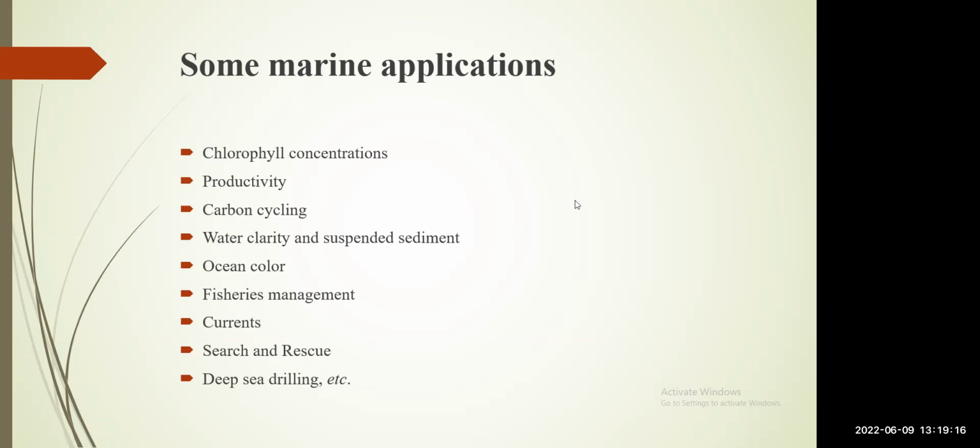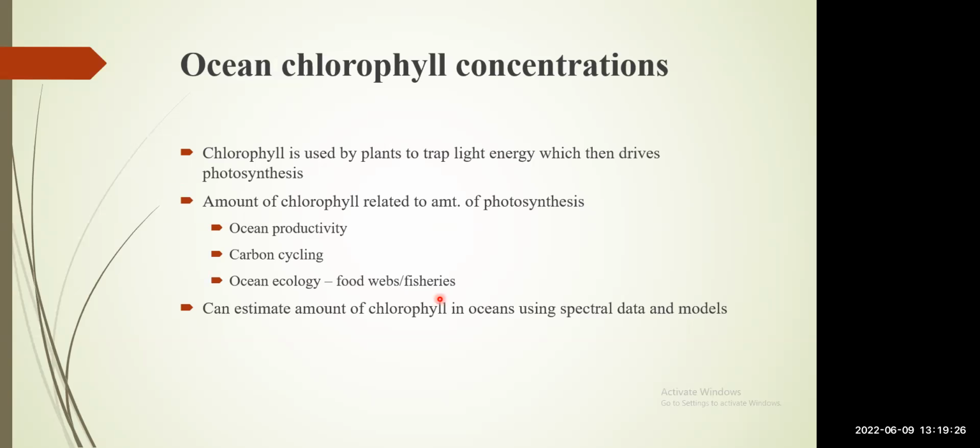So basically, those are the different applications which we will be discussing. The ocean chlorophyll concentration: chlorophyll is used by the plant with high light energy, which then drives photosynthesis. In different research centers, researchers related to water issues are calculating chlorophyll using remote sensing data. That is a very optimum way of mapping chlorophyll concentration in an area.